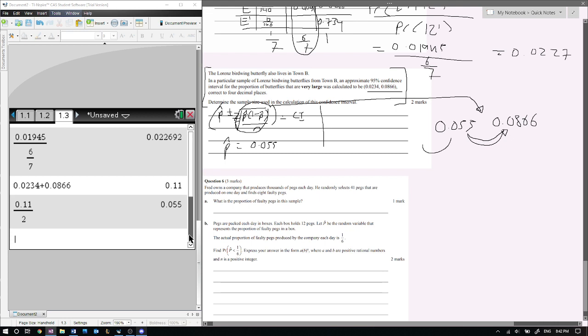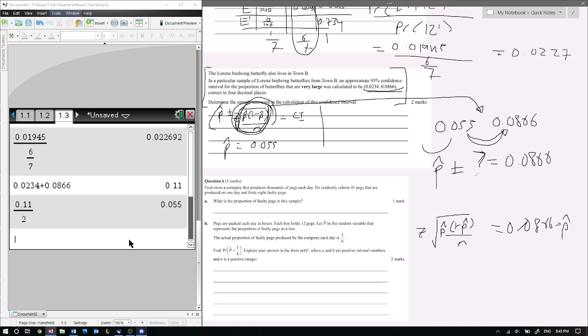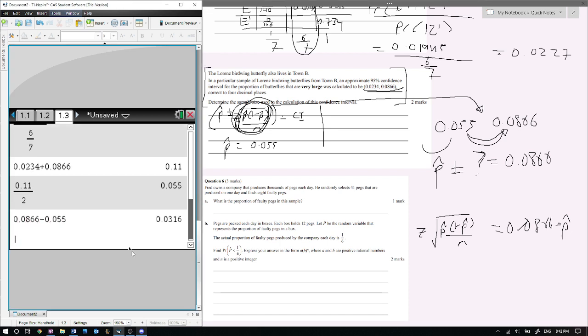So I'm just trying to relate all the things I have. I figured out P hat because P hat is in the middle of my confidence interval. And then I figured out what this is. Even if you think about it in terms of the equation, P hat plus or minus something is equal to 0.0866, and that something is in our equation. So that something, which is this, is equal to 0.0866 minus the P hat.